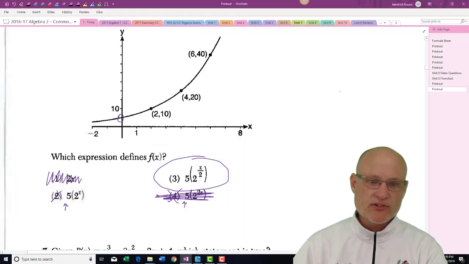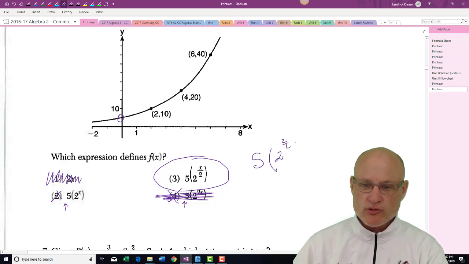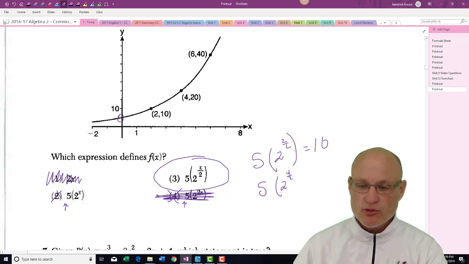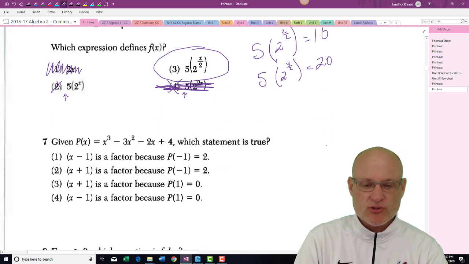Now, how could I do this another way? I could just plug in 2, so this would be 5, 2 to the 2 over 2, which is 1, so that's equal to 10. And if I plug in the 4, 5, 2 to the 4 over 2, that's 2 squared, which is 4, so that is 2 times 5 times 4, which is 20, and so on and so forth. Either of these ways, just grab and look at the table.